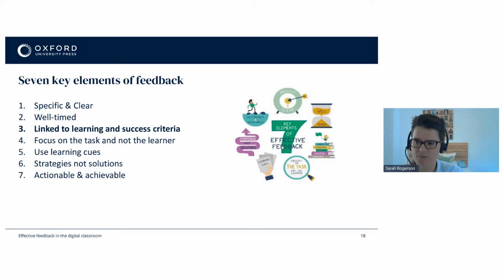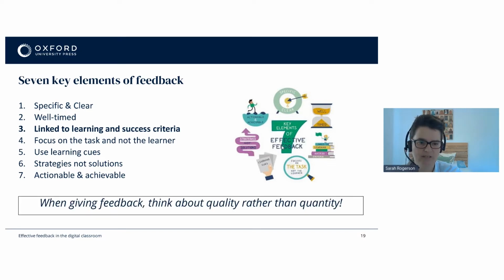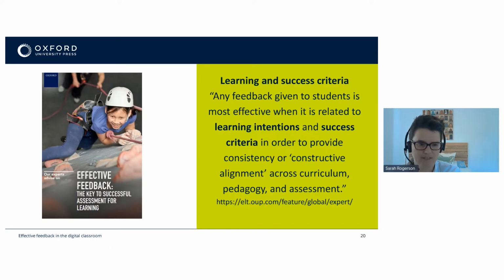Okay, it's really great to see so much engagement in the chat box. So I said we're going to focus on number 3 today. So let's have a look at number 3 in a bit more detail. If I can move the slide forwards. So this is about learning and success criteria. And the quote from our paper is, any feedback given to students is most effective when it is related to learning intentions and success criteria in order to provide consistency or constructive alignment across curriculum, pedagogy, and assessment.